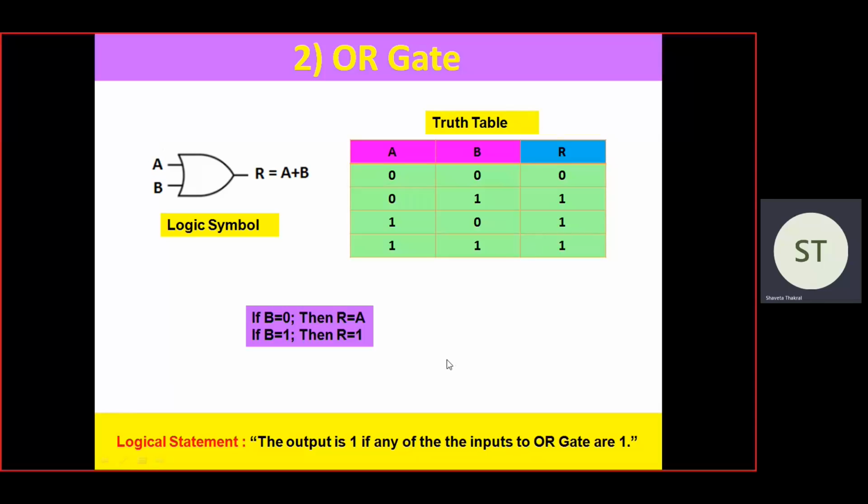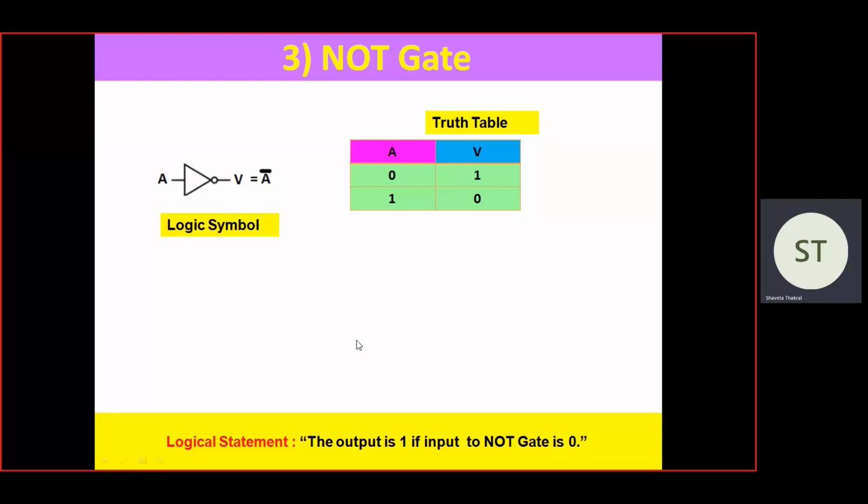So what is the logical statement we can give here? What is the logic applied by this OR gate to get the output R? That is, the output is 1 under the condition that any of the inputs is 1. We can see here, if B is 1, then R is 1. If A is 1, then also R is 1. And if both A and B are 1, then also R is 1. So what is the conclusion, or logical statement? The output is 1 if any of the inputs to the OR gate is 1.